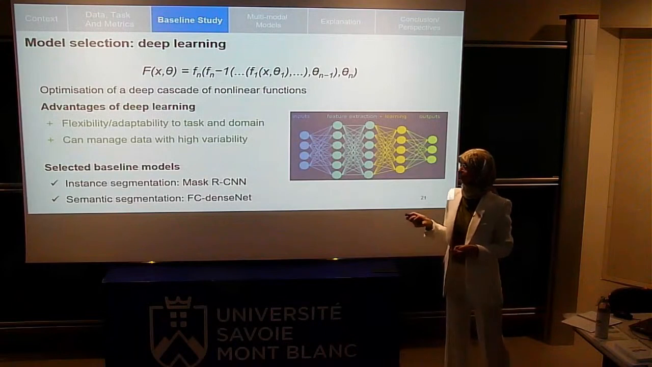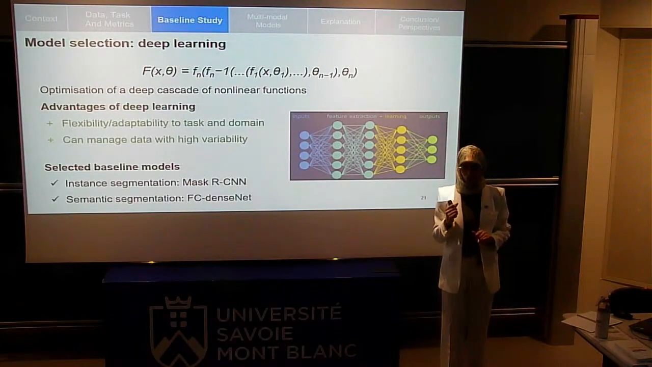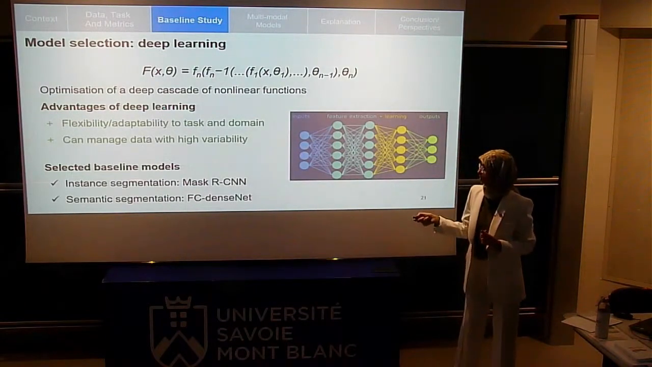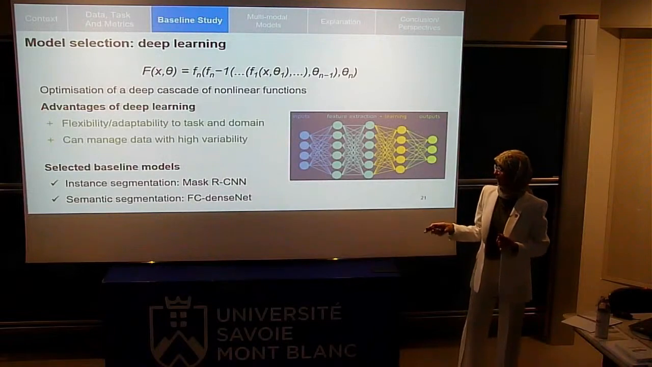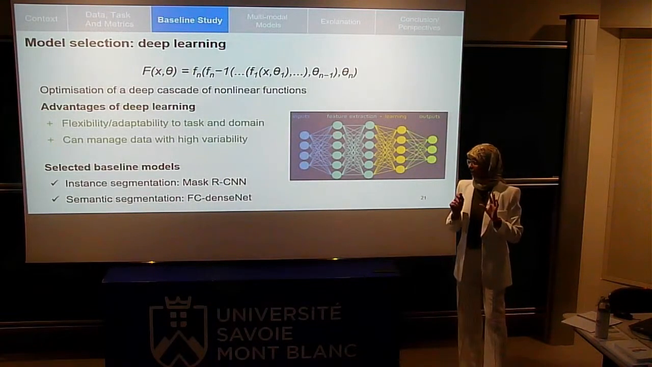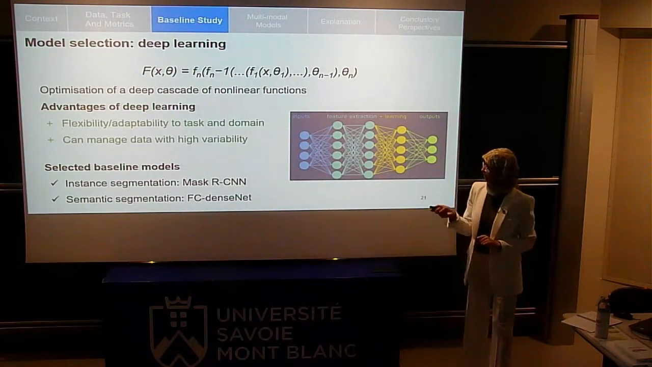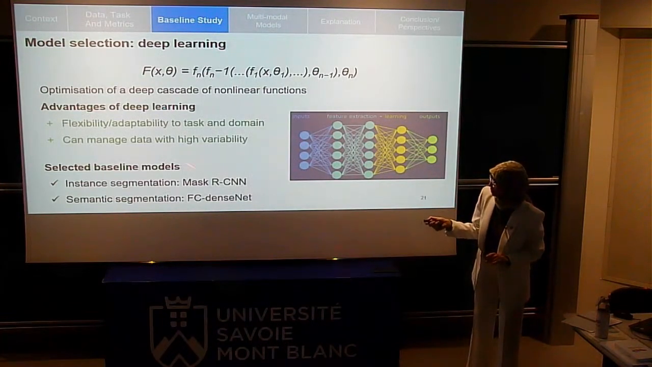Among all the deep learning approaches, we are going to choose two. The first one is instance segmentation, what we call Mask R-CNN, and the second approach chosen is semantic segmentation, which is FC-DenseNet. I'm going to present these two approaches.